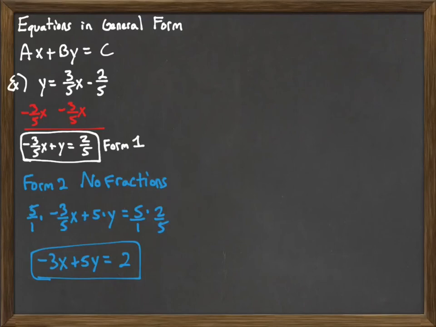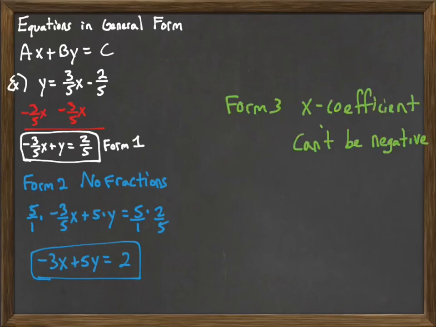But then there is a third version, the most strict version. And that most strict version requires that the coefficient of the x can't be negative. I'm not really sure why that was put into play, but that was the format. So we have an extra step we have to deal with. That means right now our x term's negative. So we need to make that not negative.